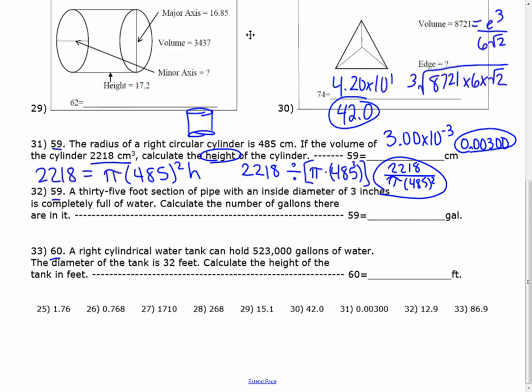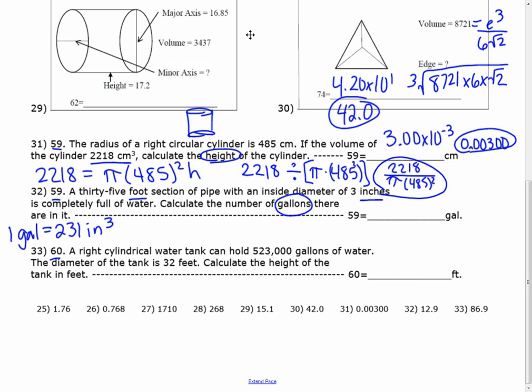For the next one, we have a 35-foot section of pipe that has an inside diameter of 3 inches. So we should recognize that we've got something in feet and something in inches. So you need to put them both into the same unit. And it's completely full of water. We want to find the number of gallons there are in this cylinder. So we have to know a fact that 1 gallon is equal to 231 cubic inches. So that means that we need to find that volume in cubic inches, and then we can change it into gallons.